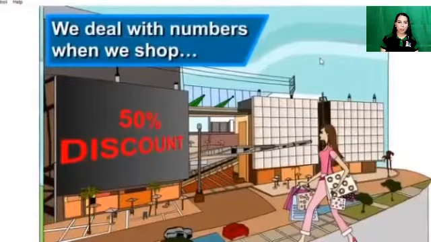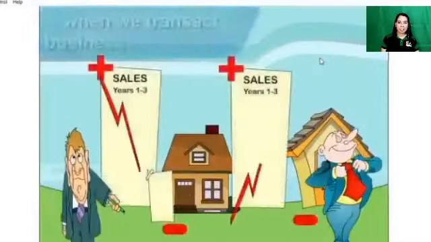But before we start, let's review first the number line. Number line is a graph of real numbers. And let us also classify real numbers and absolute value. We deal with numbers when we shop and when we transact business.